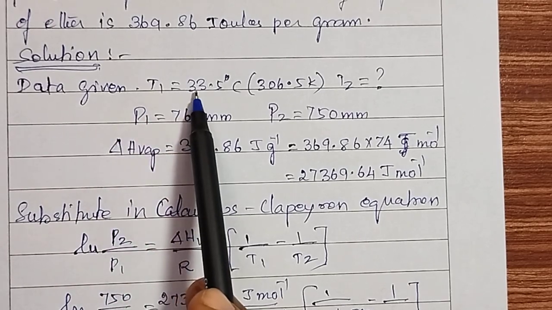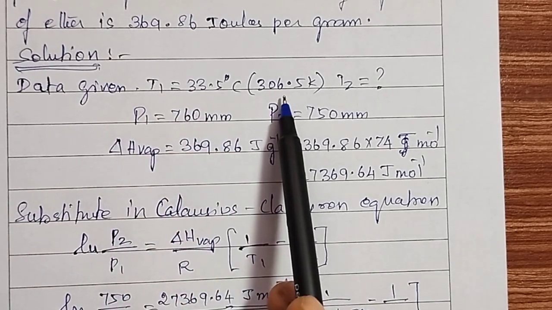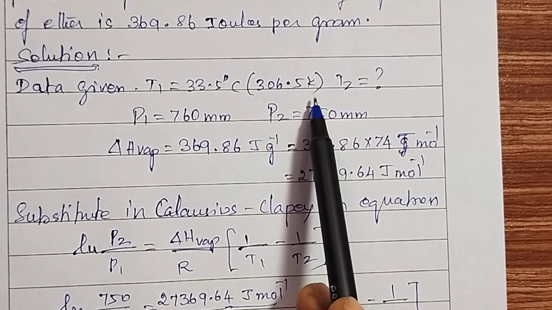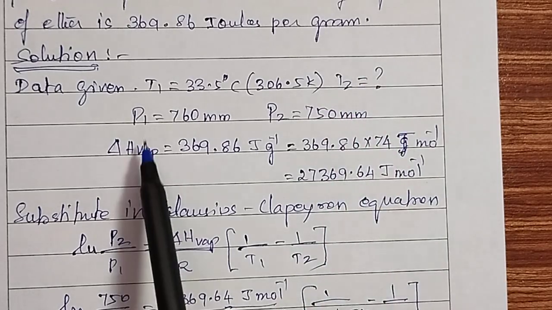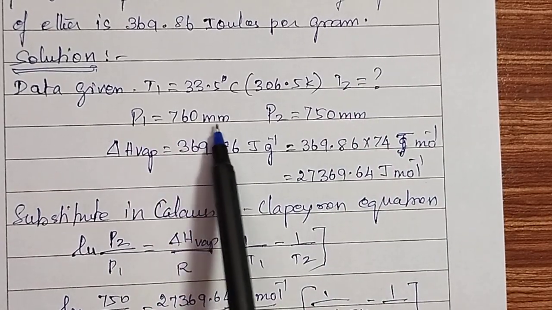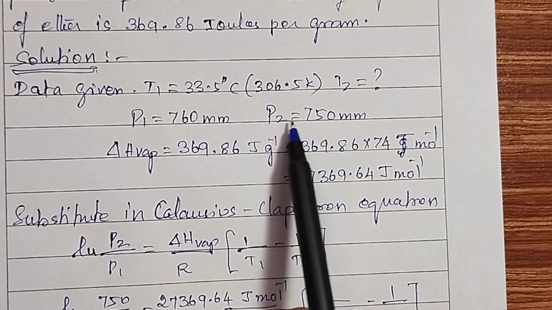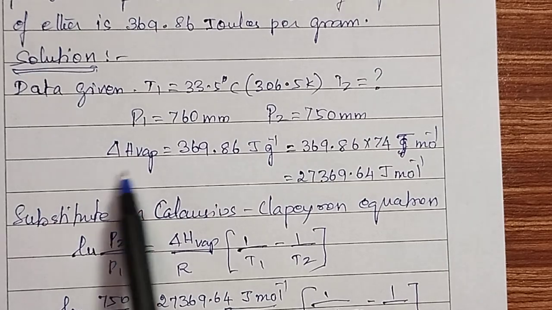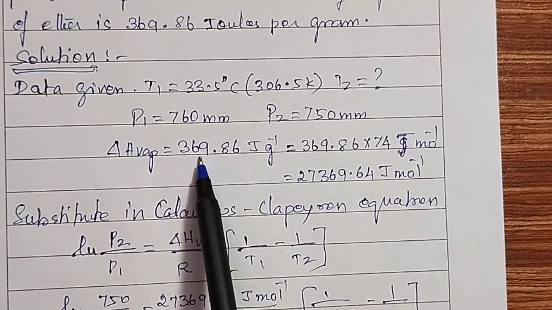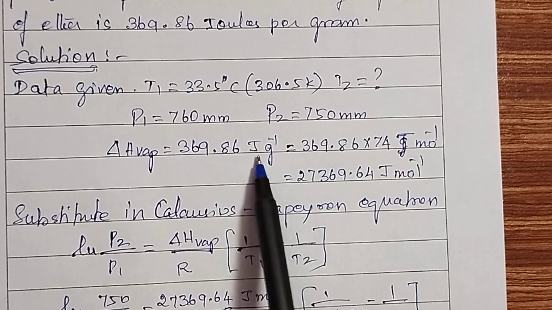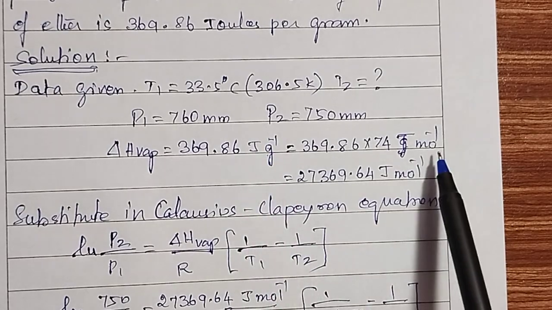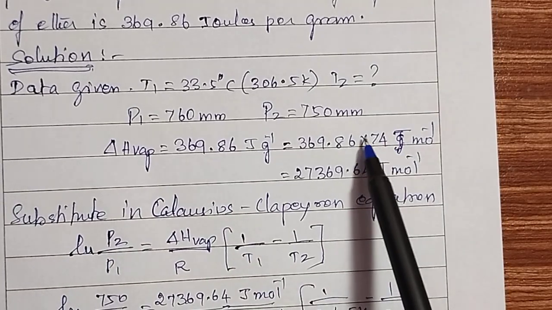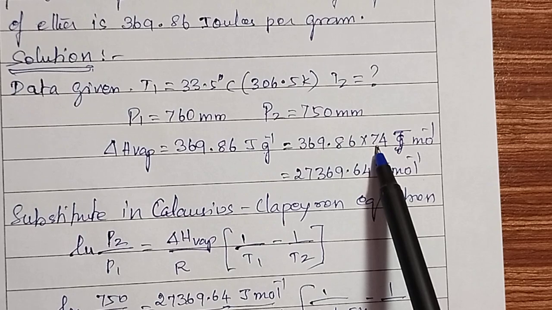T1 is given, that is 33.5 degrees Celsius. Upon converting to Kelvin, it becomes 306.5 Kelvin. T2 we have to find out. Pressure P1 we know is 760 mm of mercury, and P2 that we are going to calculate is for 750 mm of mercury. The delta H vaporization is given, that is 369.86 joules per gram. That we have to convert to per mole.